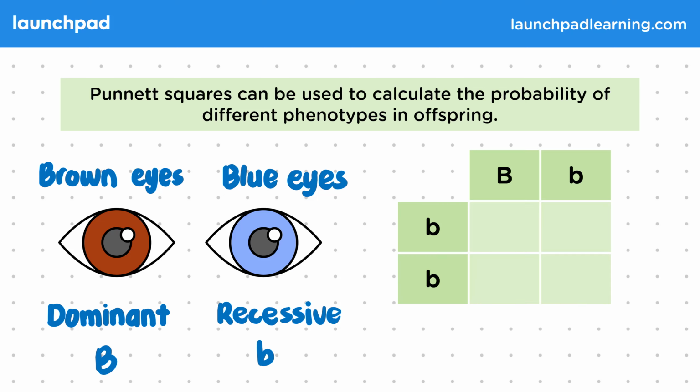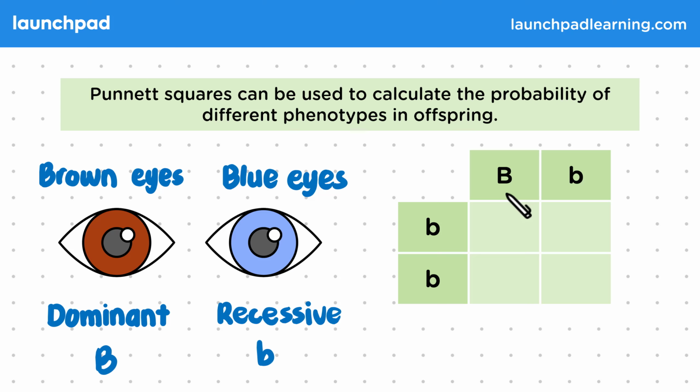So here we have a Punnett square. You can see the parent genotypes in the Punnett square. So we have 2 lowercase b's, which are recessive, so this parent has blue eyes, and a heterozygous genotype here, so 1 capital and 1 lowercase. And this parent is heterozygous and will have brown eyes because this is a dominant allele responsible for brown eyes.